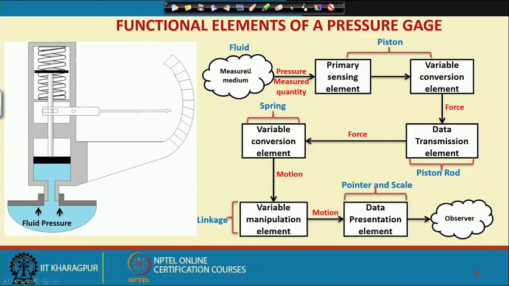So, the measured medium is fluid. The piston receives first information about the fluid pressure. So, the primary sensing element is the piston, but the piston also converts the pressure into force. So, the piston also works as a variable conversion element. So, the piston serves the purpose of both primary sensing element as well as variable conversion element.